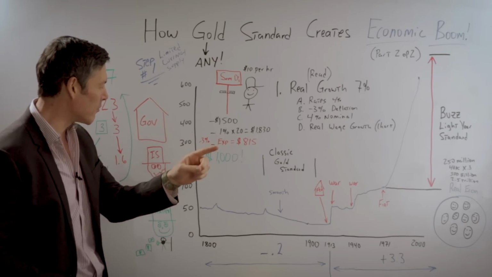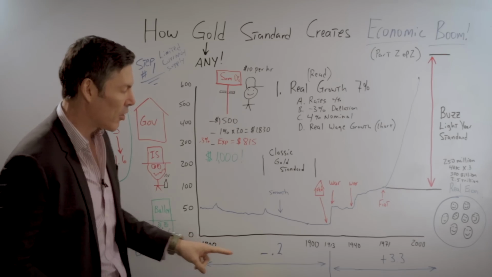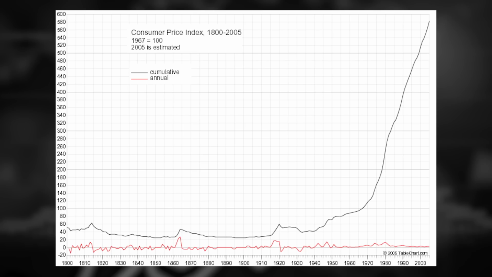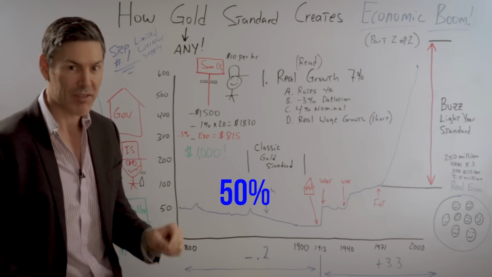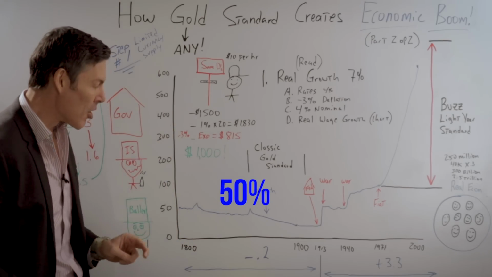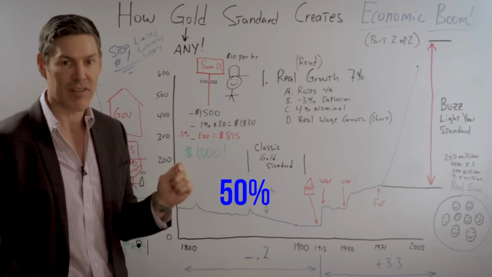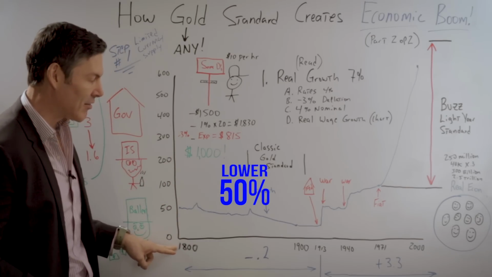So, step number 1, we've got a chart going back to the year 1800, going past 2000. You can see that we start at 50 and it goes down. So from the year 1800 to the year 1900, prices went down by 50%. Let me say that again. Prices in the year 1900 were 50% lower than they were in the year 1800.